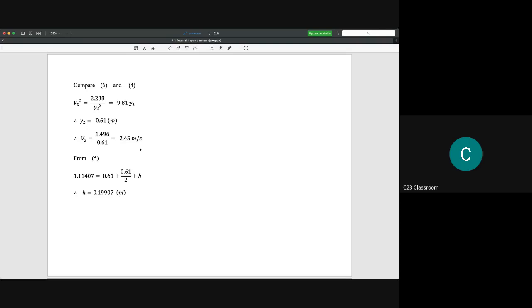And then after we know everything here, when we know the value of y, we substitute it in equation number 5, and we get the value of h equal to 0.19907 meters.